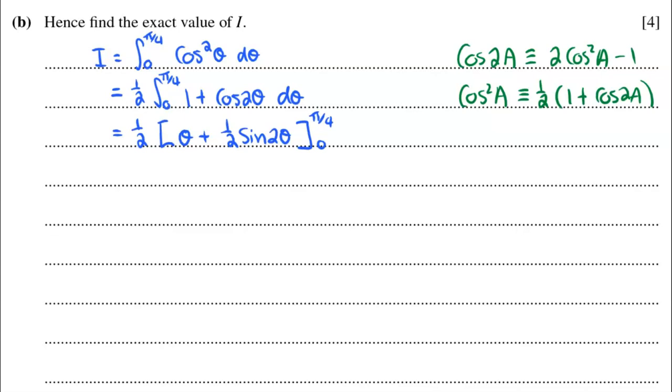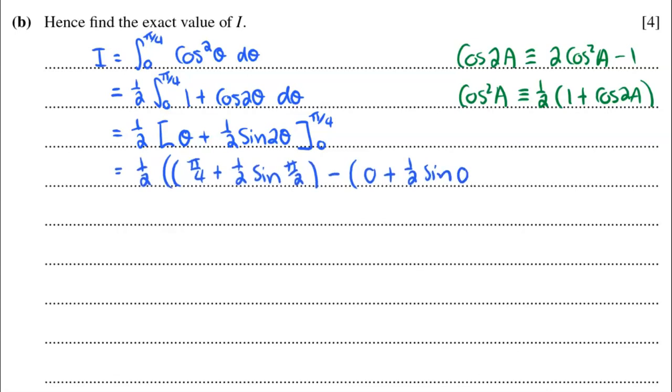So now we substitute the boundaries in, and we're going to get a half of (π/4 plus a half of sine, and 2 times π/4 is π/2. Of course, sine of π/2 is just 1. And then we're going to subtract. We better put another bracket there. We put 0 in, and we'll have 0 plus a half sine of 0. And sine of 0 is just 0 as well. So it's handy to know your trig functions.